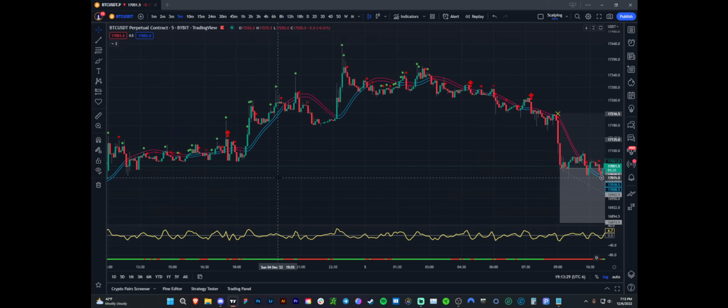If money flow is red, simple, don't take it, that's it, right? If you're longing, you want the money flow to be in the green. That means money flow means money is coming in. You want that to happen if you want price to continue to go up, right?